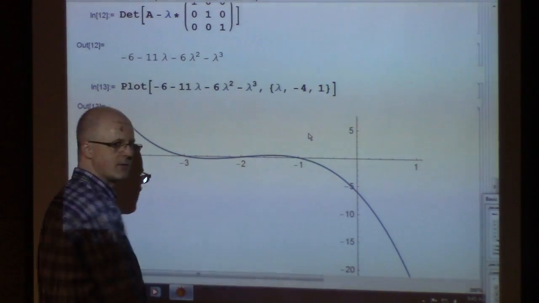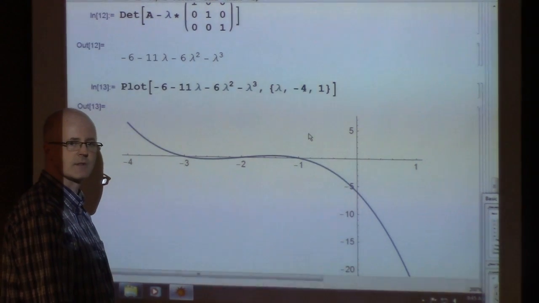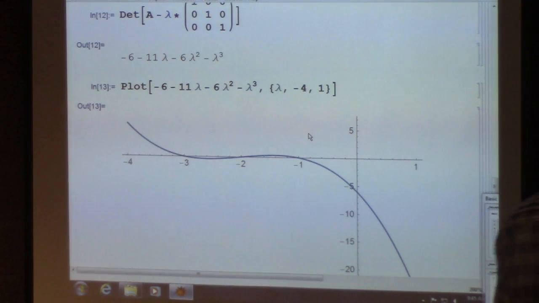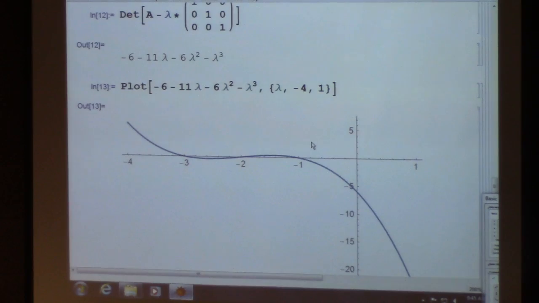Negative 3, negative 2, negative 1 are the roots. You can check those by plugging them in. Those are the three roots, the three eigenvalues. You can find corresponding eigenvectors by setting up systems of equations, and in Mathematica, you can just use Eigensystem.